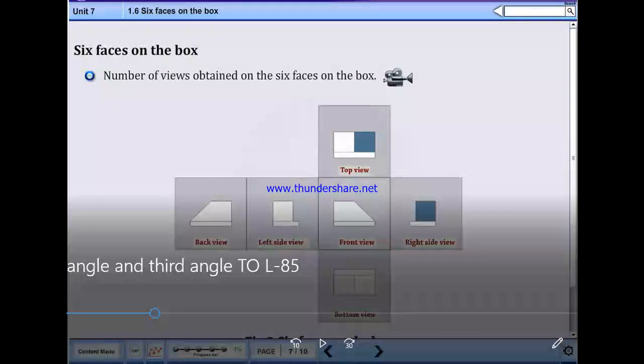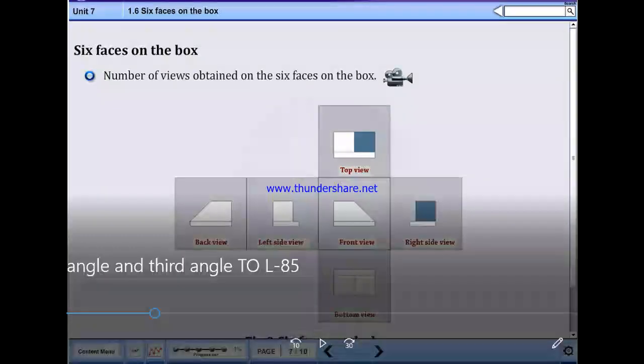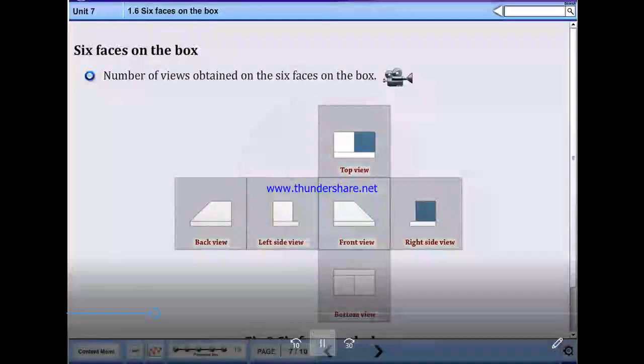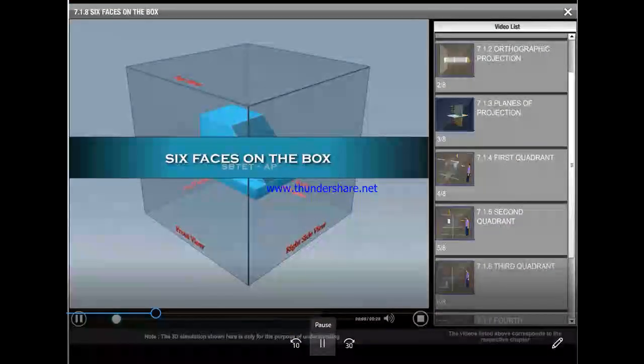Note down six faces of the box. Number of views obtained on the six faces of the box. That is top view, back view, left side view, front view, right side view, and bottom view. These are the six faces of the box.